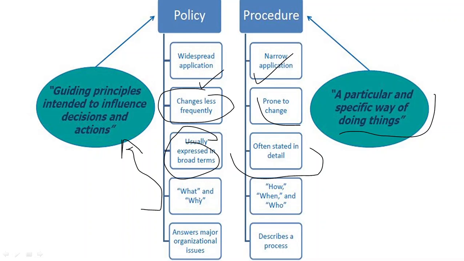Policy is about what and why, and procedure is how, when, and who will do the things. Policy answers major organizational issues, and procedures describe the process, how to do things.